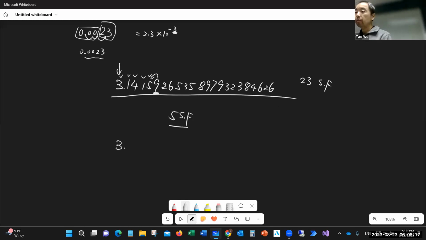So that's going to be 3.1416. So in total you have 5 sig figs. This is how you round.